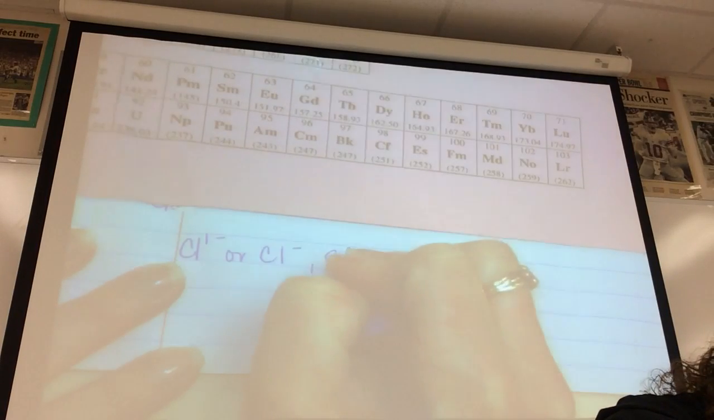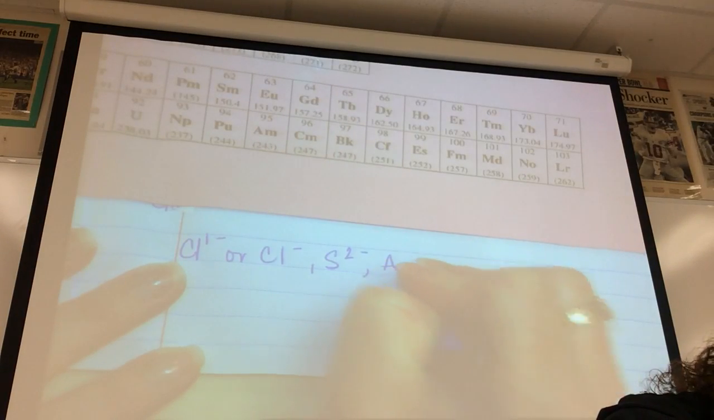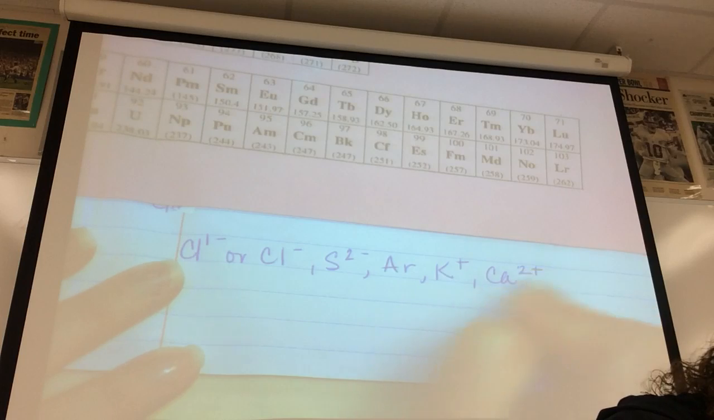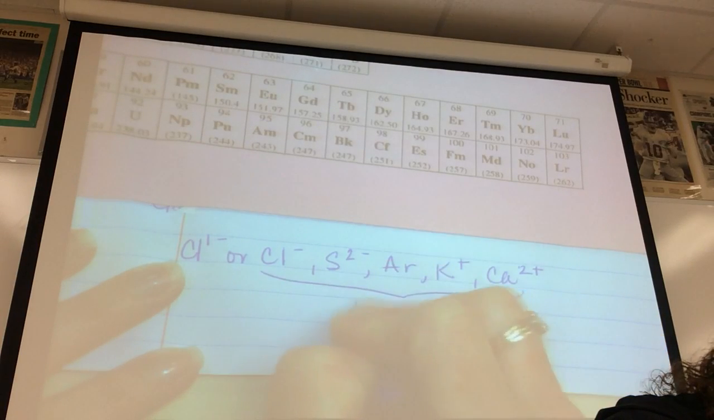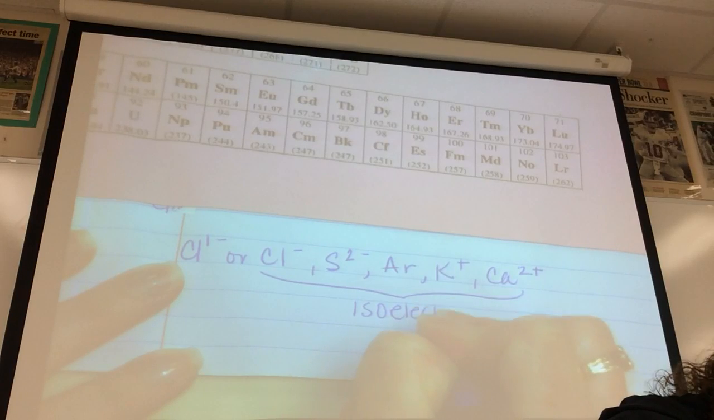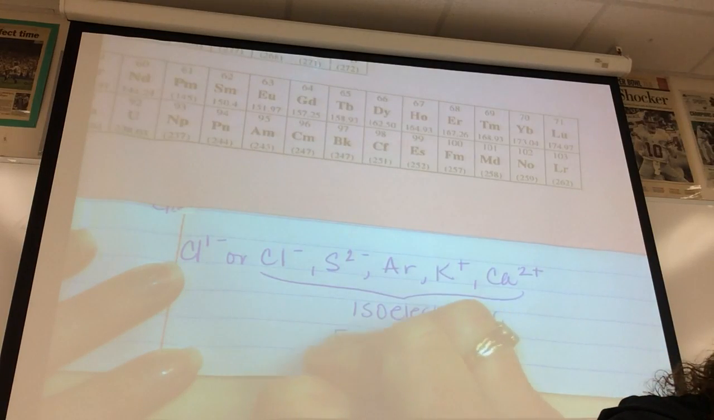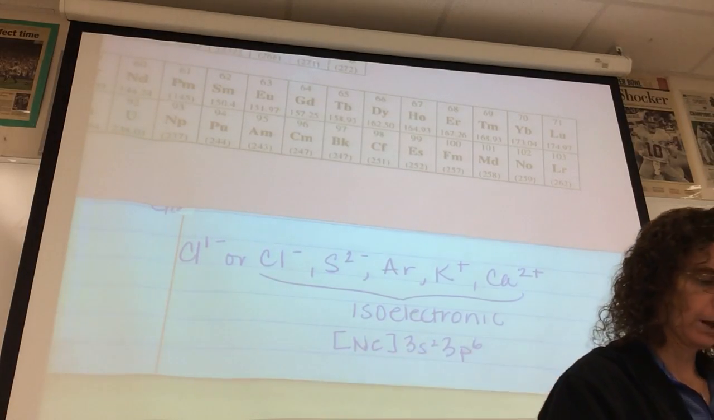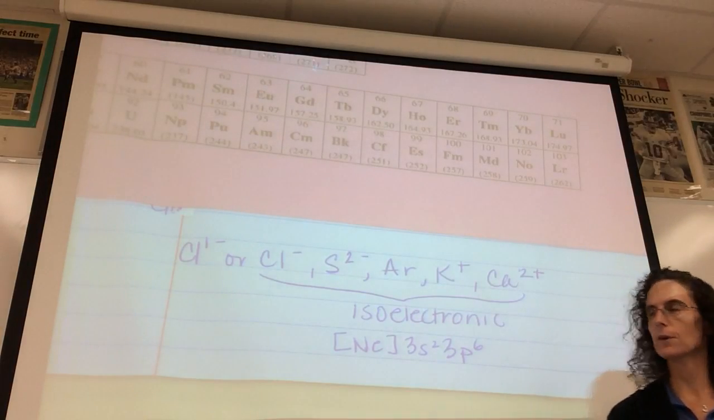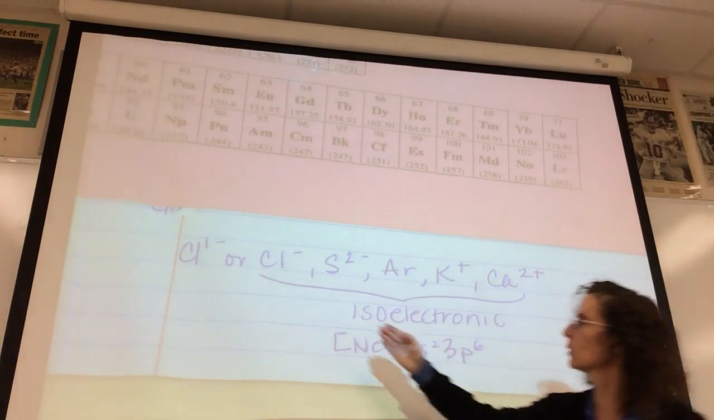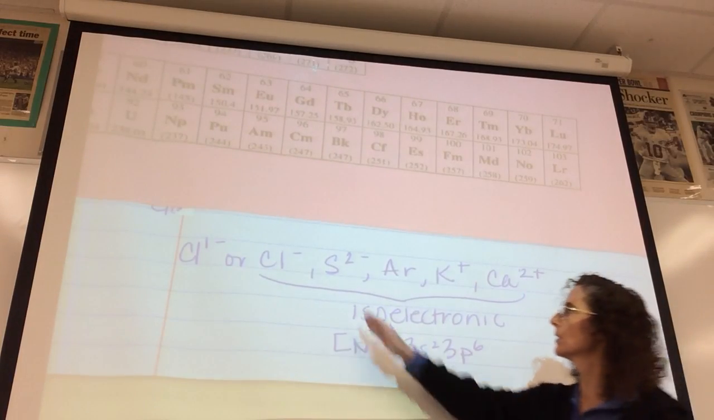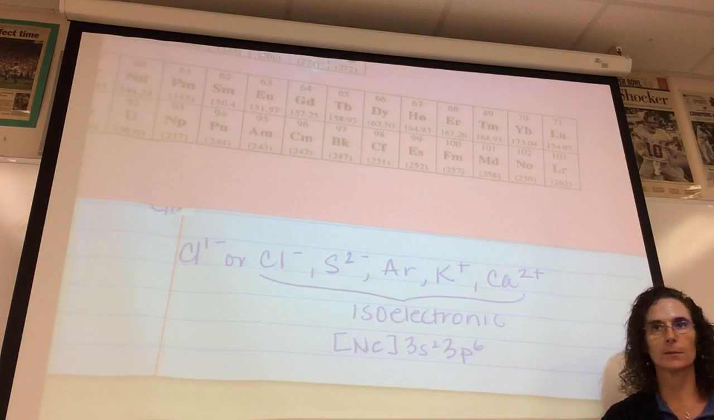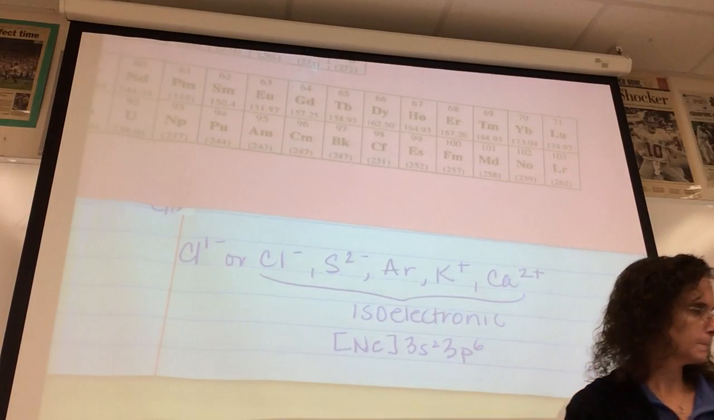If you did sulfide ion, if you did argon, if you did potassium, if you did calcium, all of these are isoelectronic. They all have the same electron configuration. Iso, same; electronic, electron config. So in this case, chlorine's gained 1 to make the chloride ion, sulfur's gained 2 to make the sulfide ion, potassium has lost 1 to make a potassium ion, etc.